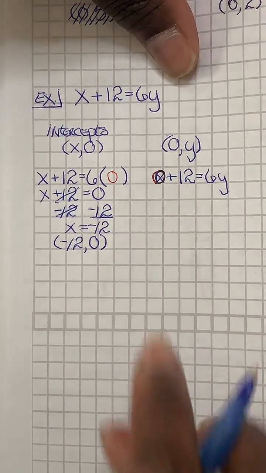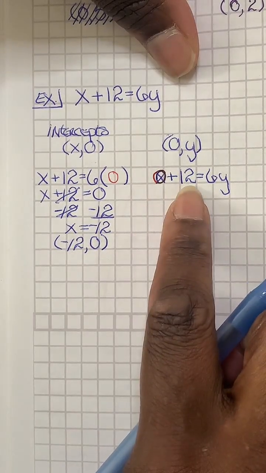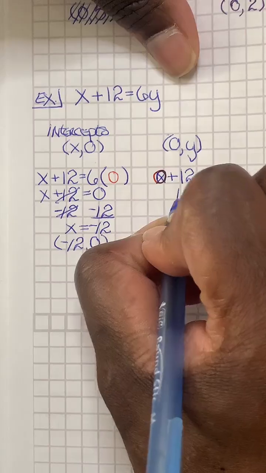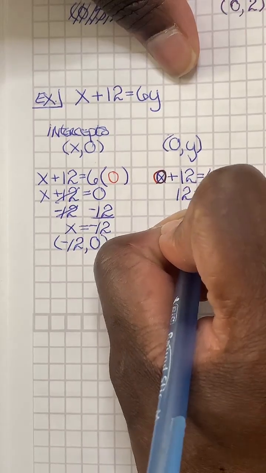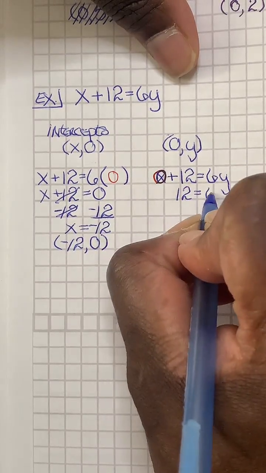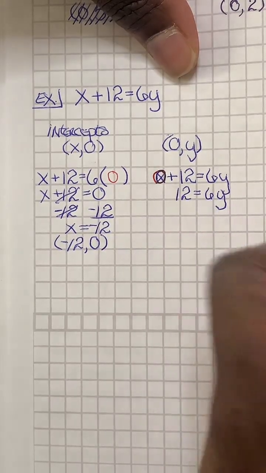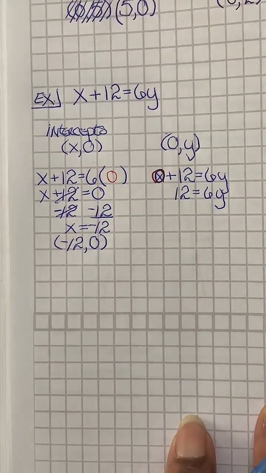Okay. 0 plus 12 gives me 12. 12 equals 6y. What do I need to do to isolate my y?